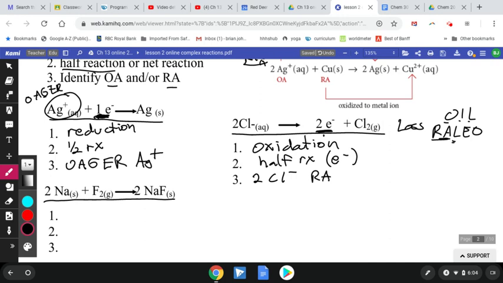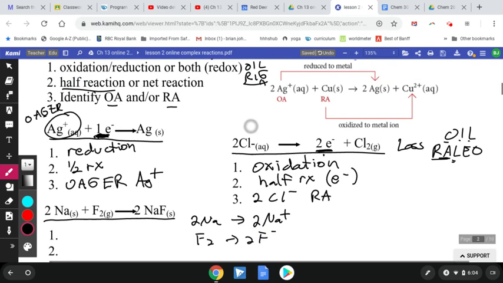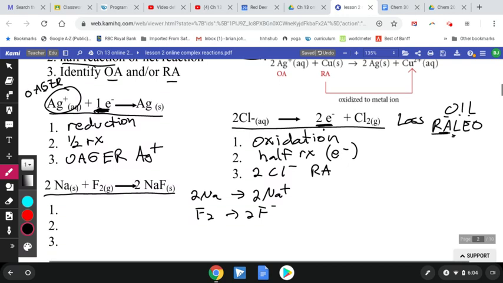This one's a little trickier. We've got to split it into its two parts. So we have 2Na going to 2Na plus, and we have F2 going to 2F minus. So is this oxidation or reduction or both? Well, let's see. Where do the electrons go? Always to the more positive side. 0, 2 plus, 2 minus. 0, 2 minus, 2 minus.